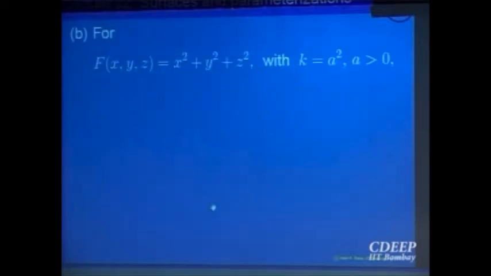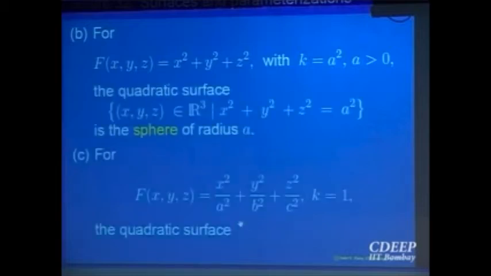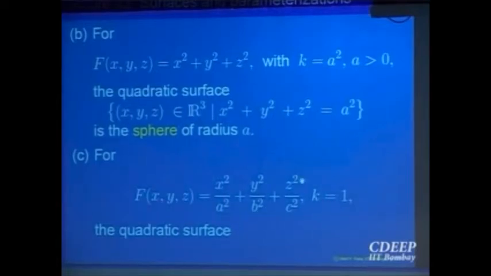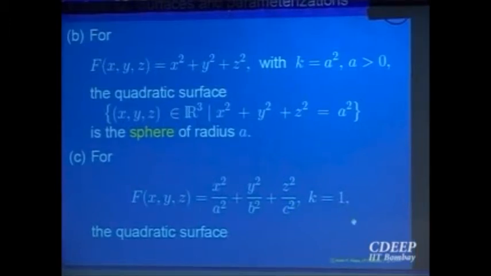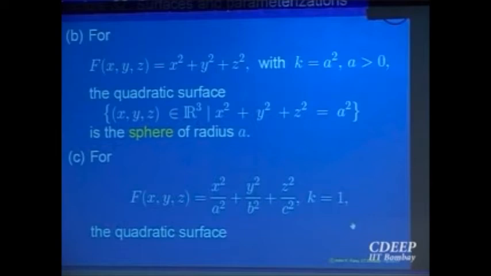Sphere, that is again a quadratic surface. x square plus y square plus z square equal to k square, where k is equal to a square. So that is a sphere. Let us look at a variation of the sphere, that is the ellipsoid, right? We have seen all these while doing functions of several variables. Ellipsoid: x square over a square plus y square over b square plus z square over c square equal to 1, right? So that is the quadratic surface called an ellipsoid.